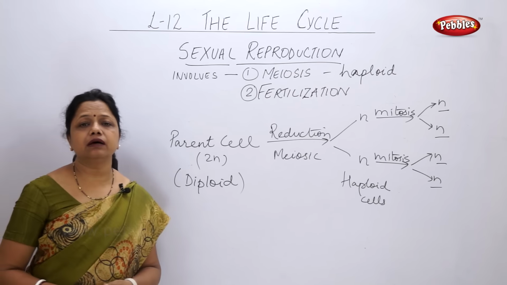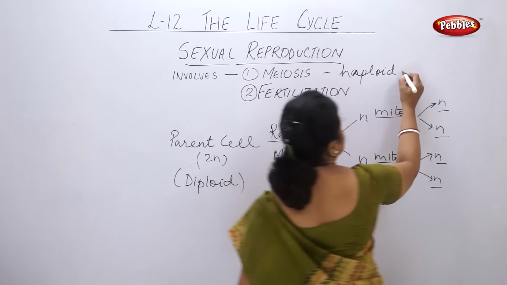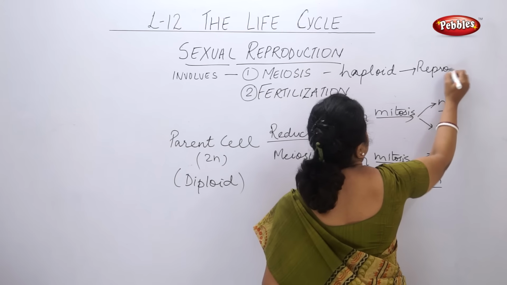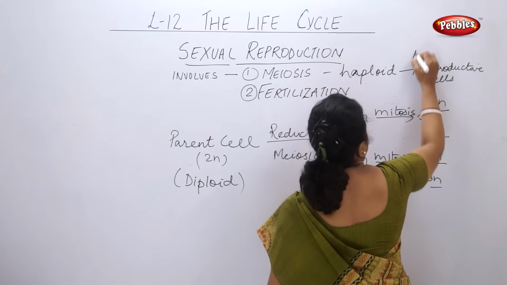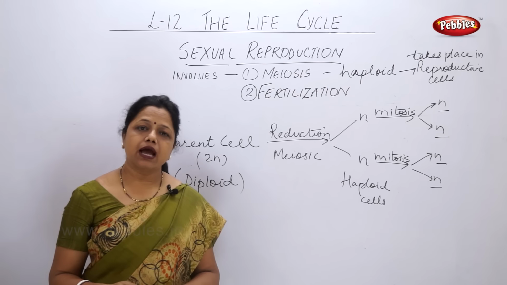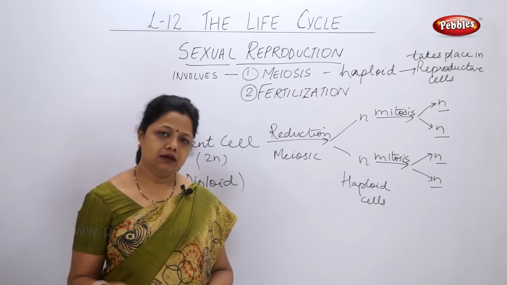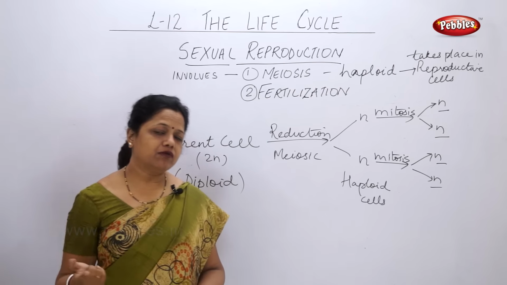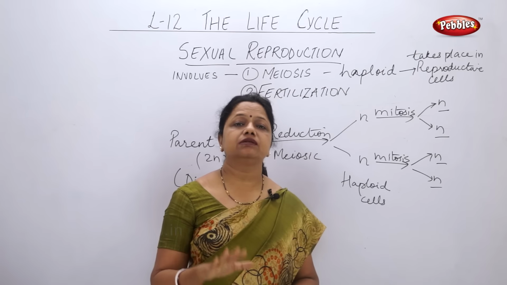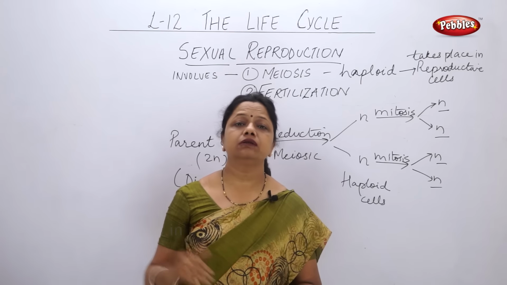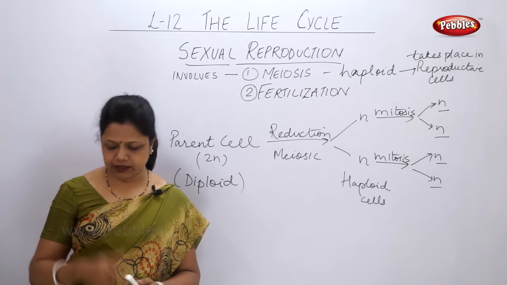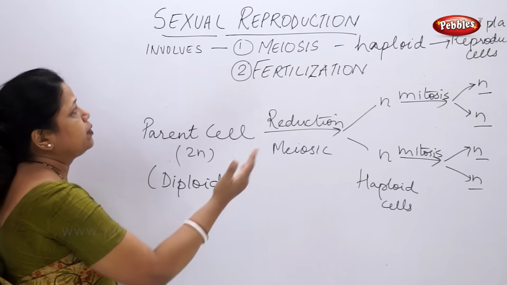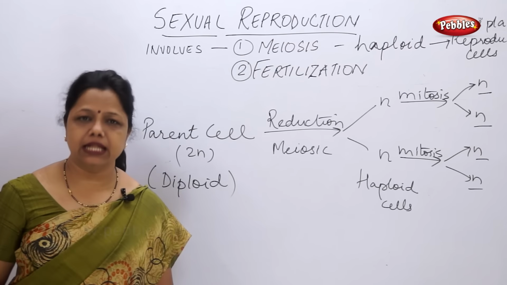Meiosis is taking place in the reproductive cells. It is only taking place in the reproductive cells. So meiosis takes place in the reproductive cells, and mitosis takes place in the somatic cells. If you remember, when we did the asexual reproduction, I told you about mitosis. Mitosis takes place in the somatic cells which are not involved with the reproduction in this way. So this was about the sexual reproduction, which involves meiosis and fertilization.